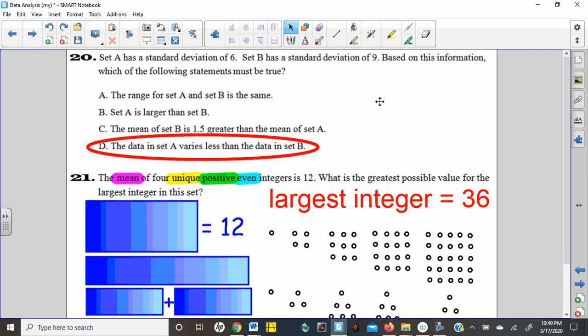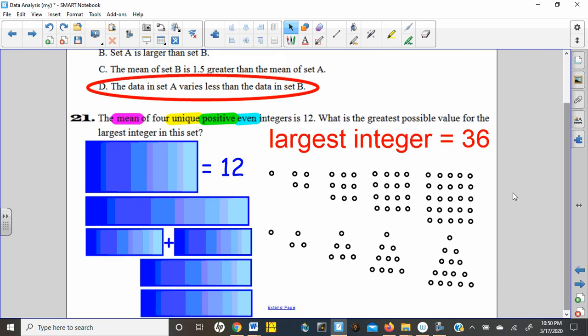Here is another one. A has a standard deviation of 6 and B has a standard deviation of 9. Based on this information, what do we know? Well, not much, because we don't know how many things were in set A and how many were in set B. But because the standard deviation of set A is only 6, that set of data has to be less spread out than set B. Bigger standard deviations mean it's more spread. Smaller standard deviations mean it's more tightly packed toward the mean. So D says that the data in set A varies less than set B.